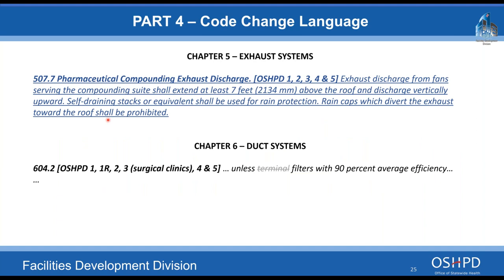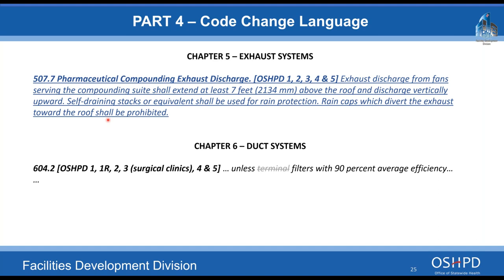Okay, the other thing too, you'll see 507.7, USP, when they address this issue of how to configure the exhaust outlets for compounding, including hazardous, we saw some pretty funny examples on that. So we decided to make this a little clearer. And we found in California, we've got a lot of really good designers in the state, and they were doing this anyway. They were designing exhaust discharges that were safe and effective, and we just borrowed from all those excellent designs, and we clarified this in the code.